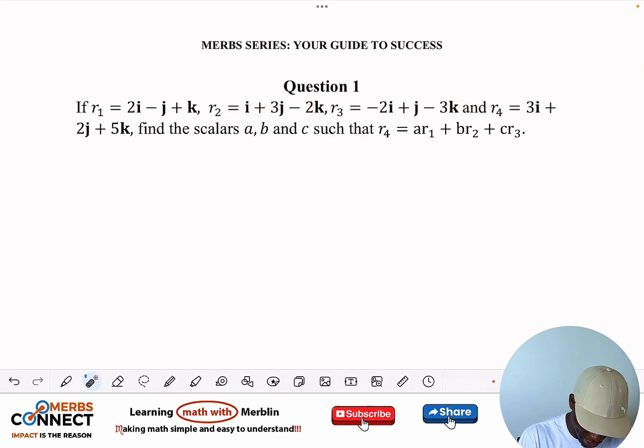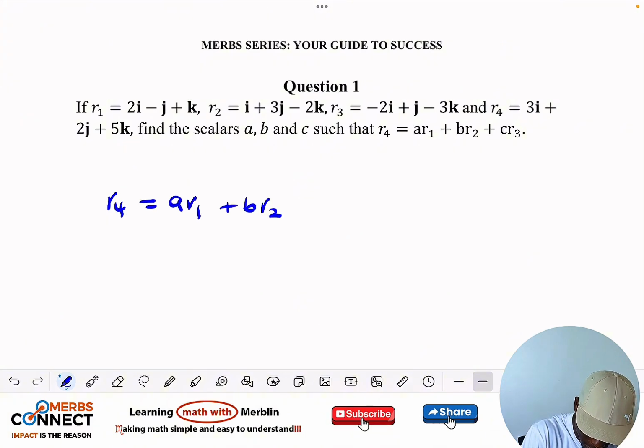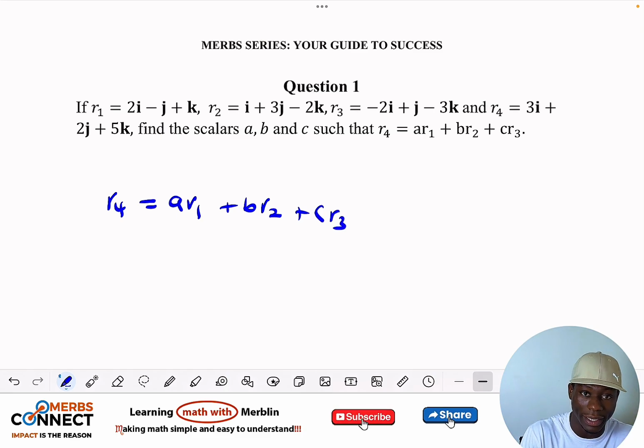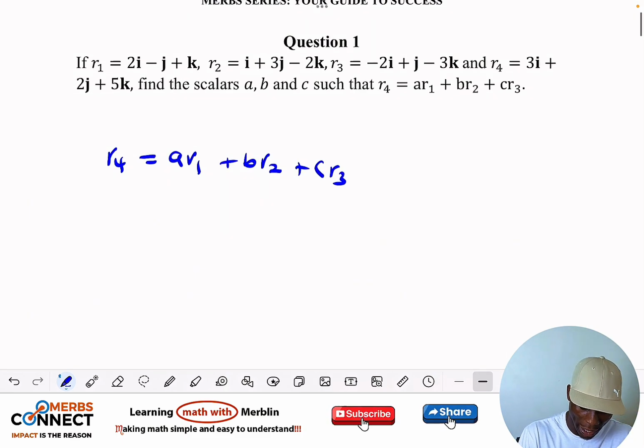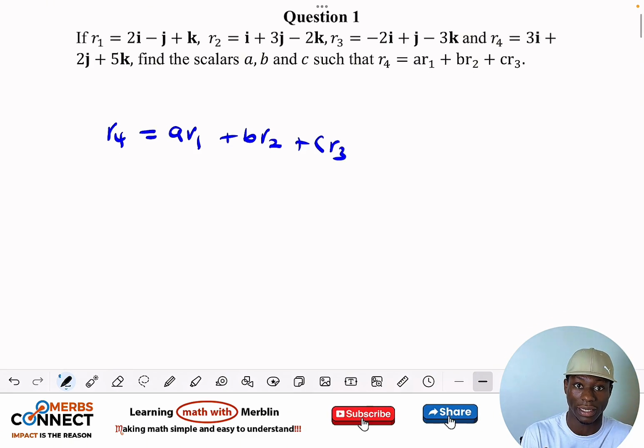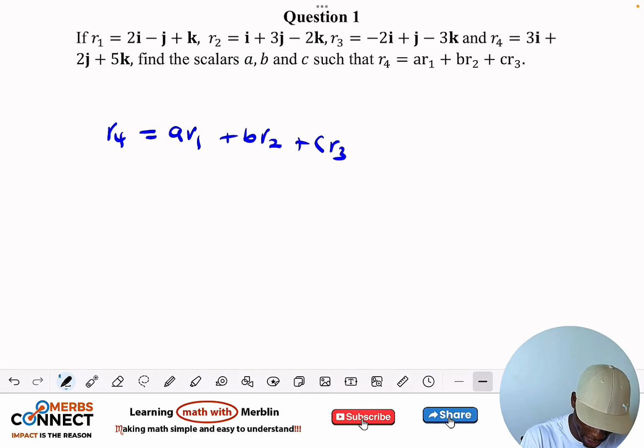C, given that R4 is equal to A R1 plus B R2 plus C R3, right? So R1, R2, R3, up to R4 is provided, so we can find the constants A, B, C. So let's just do substitution here. So I have R4 here, so I'm just going to write it.